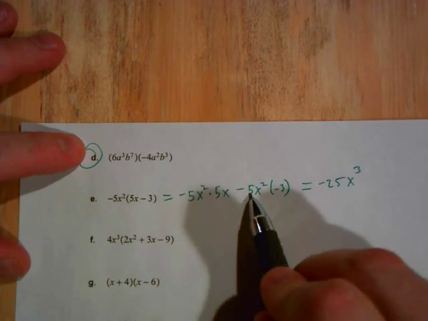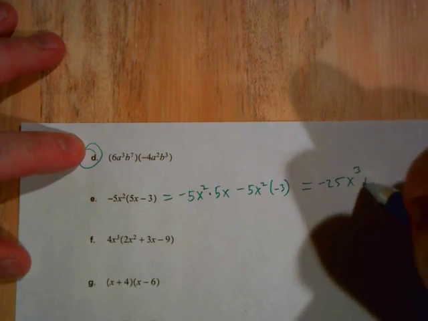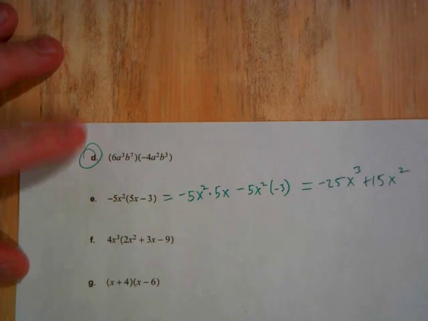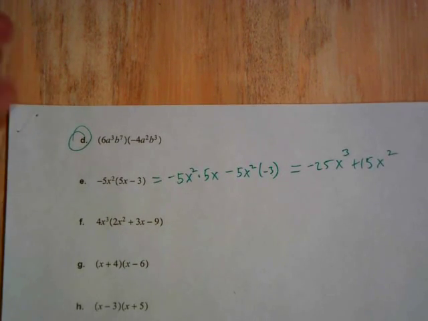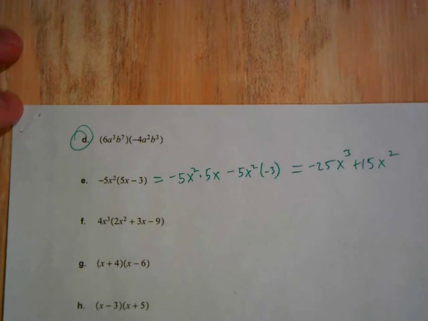And then minus 5 times minus 3 is a 15, and then I just have an x squared. Now, I'm going to be truthful with you: in most cases we probably wouldn't show all that much work.